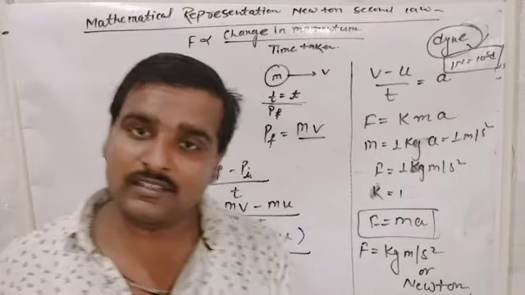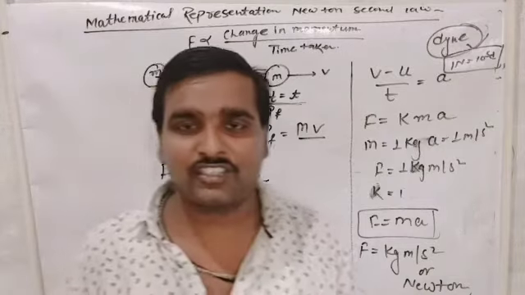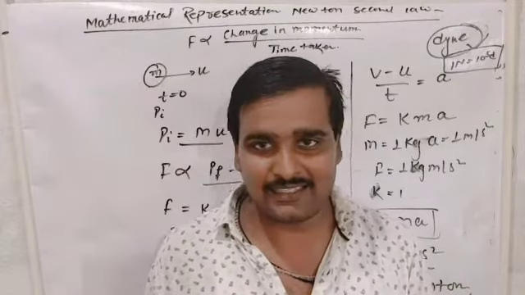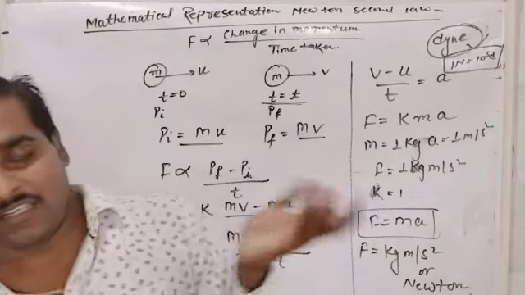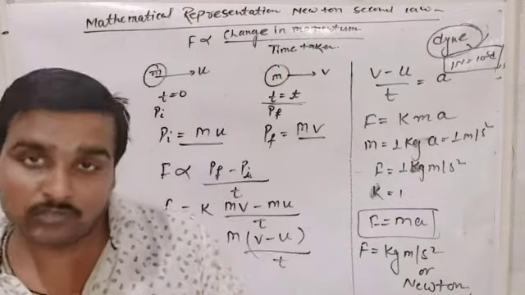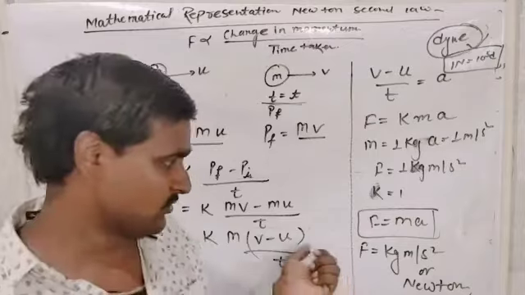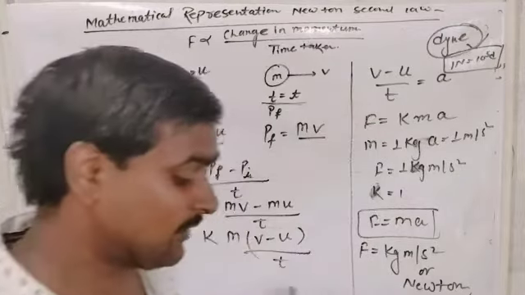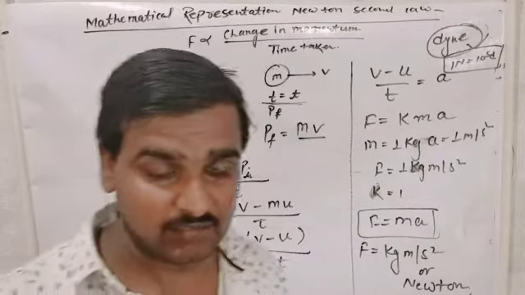So force is 0, meaning the object is in rest condition. And Newton's first law says that an object at rest wants to remain at rest, and in motion, it wants to remain in motion. Okay. So this is the total explanation of Newton's second law.